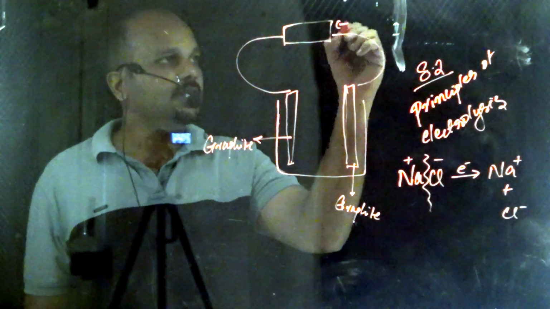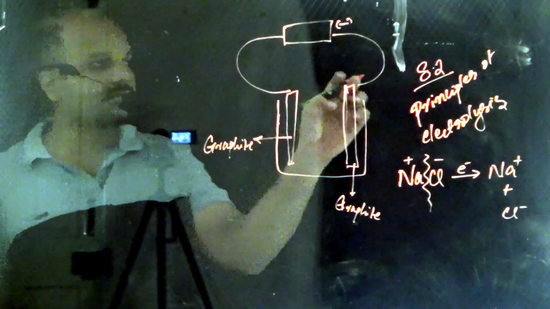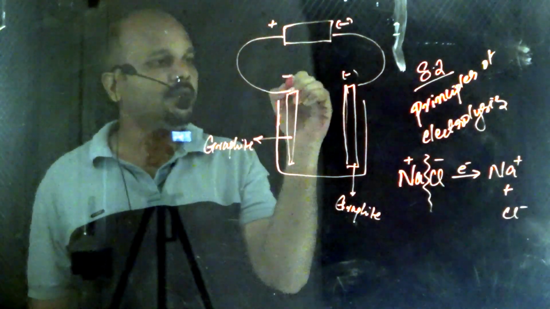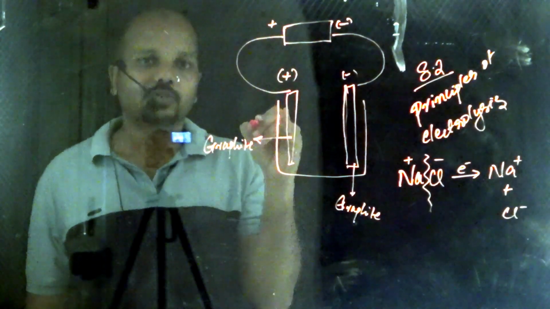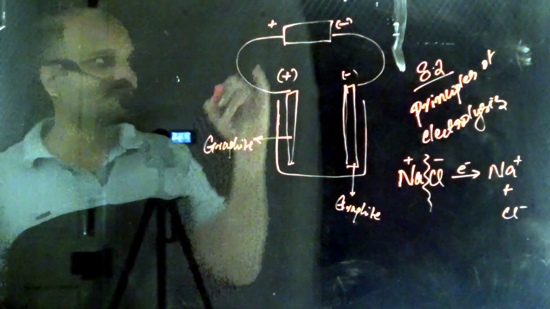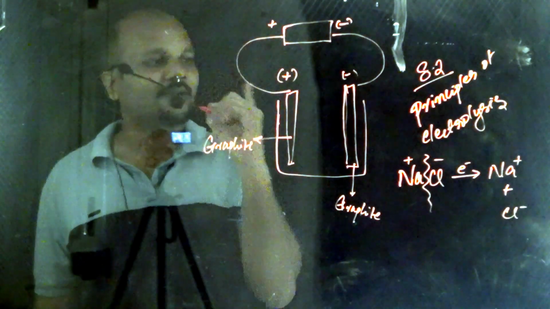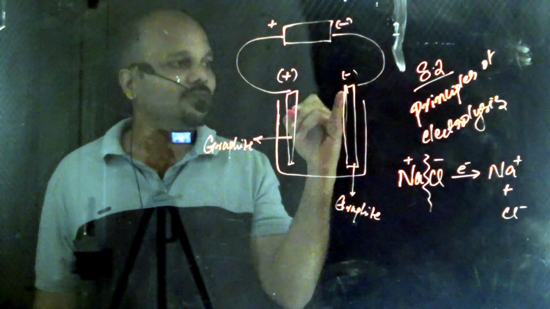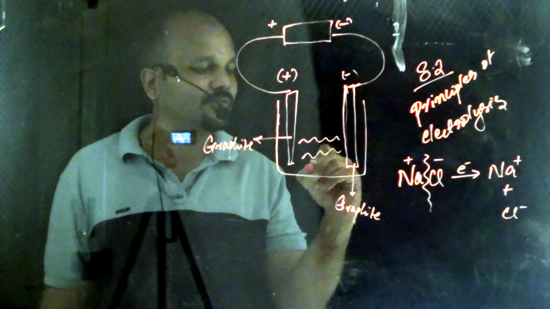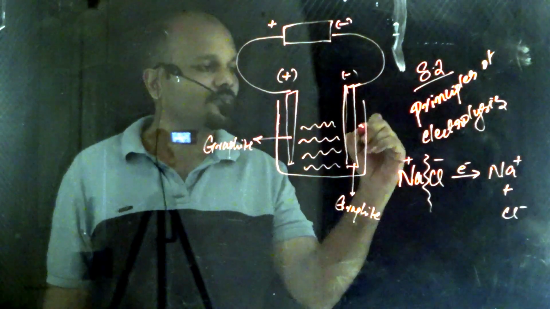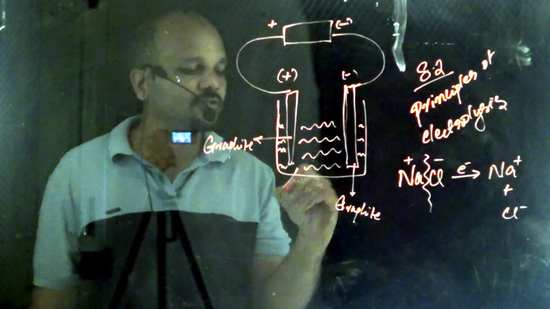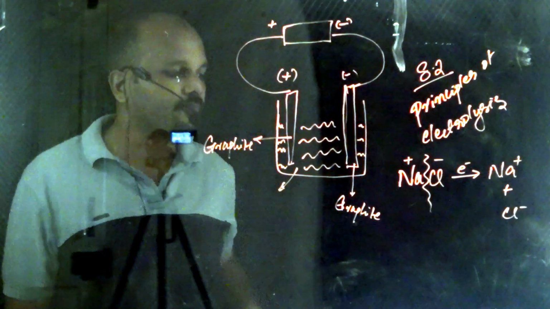The negative terminal of the battery is connected to this rod, so this rod is going to be negative, and the positive terminal of the battery is connected to the other rod, so this one is going to be positive. And this solution is going to be lead bromide.